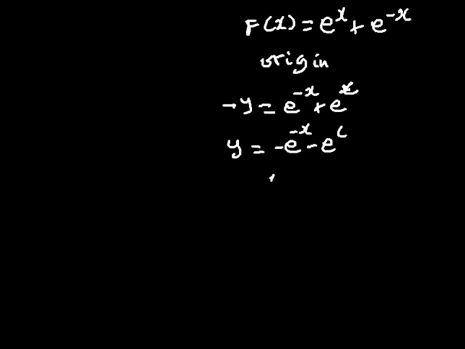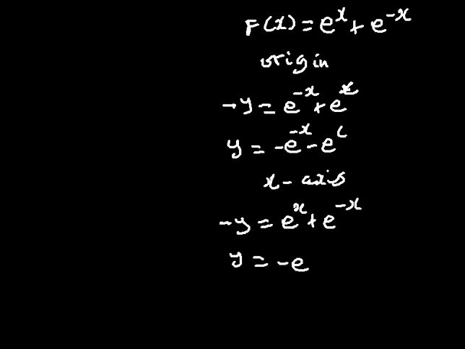And how about the x-axis? What can you say about that one? The principle remains the same. We'll have negative y, which is equal to e to the power positive x plus e to the power negative x, of which y will be given as negative e to the power x minus e to the power negative x. As you can see, the function that we have obtained is not the same as the original function. Therefore, it is not symmetric about the x-axis.